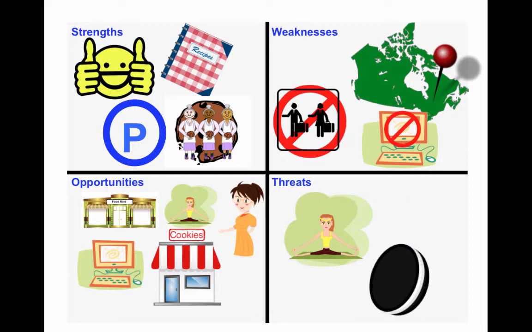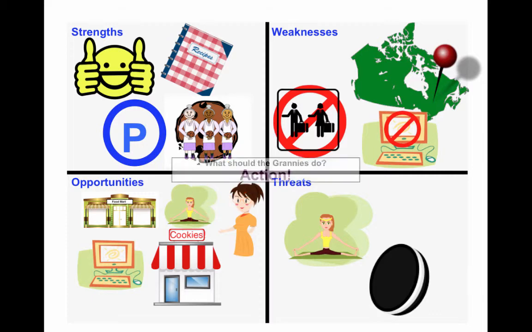Finally, what weaknesses might make it difficult to pursue certain opportunities? Well, their lack of management experience might make it difficult to open their own cookie store. And their lack of management experience could also make it difficult for the grannies to pursue the healthy lifestyle market.